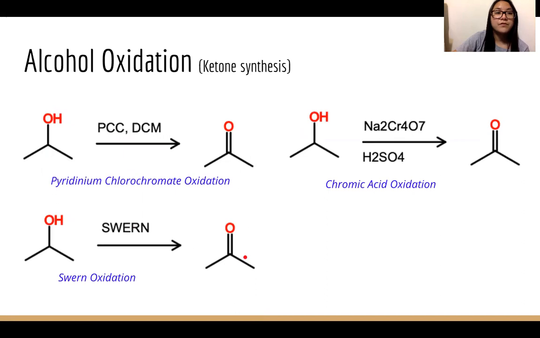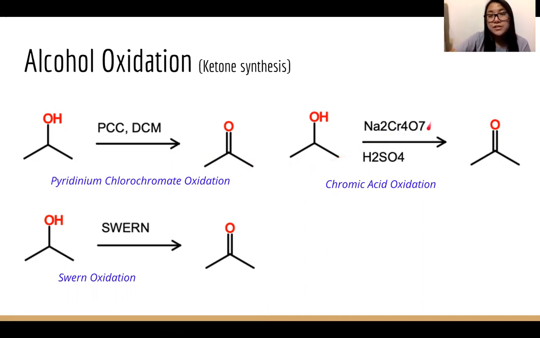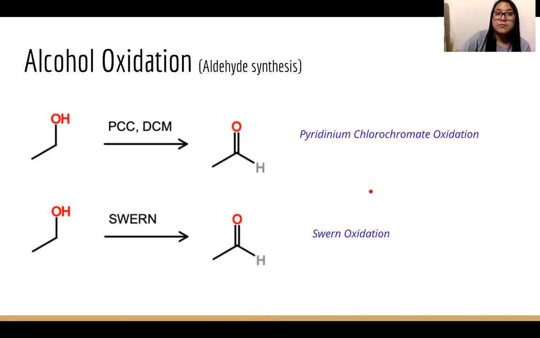And moving forward, if you use these same reactions, PCC and Swern, on secondary alcohols, these will result in the ketone. In addition to PCC and Swern, we can also use chromic acid oxidation with the Jones reagent, and this will also form a ketone. We can't use chromic acid oxidation on primary alcohols to form an aldehyde, because if you use those reagents on a primary alcohol, it actually results in a carboxylic acid, not an aldehyde.